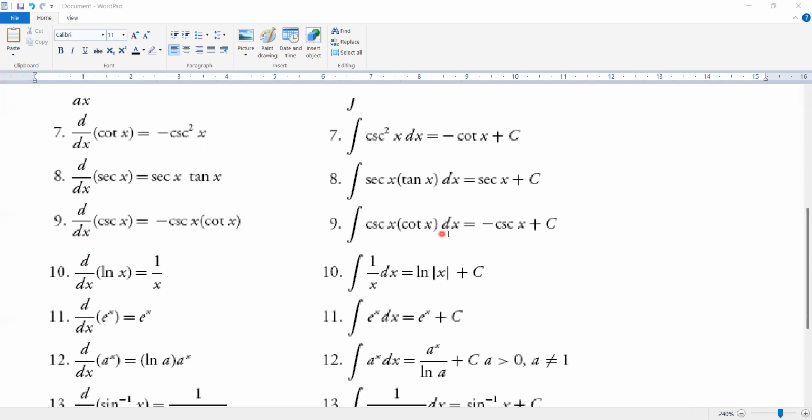Integration of cosec x into cot x with respect to x is minus cosec x plus c.